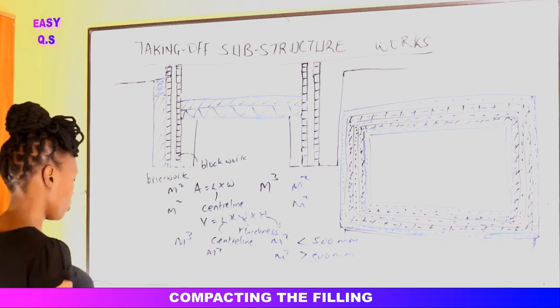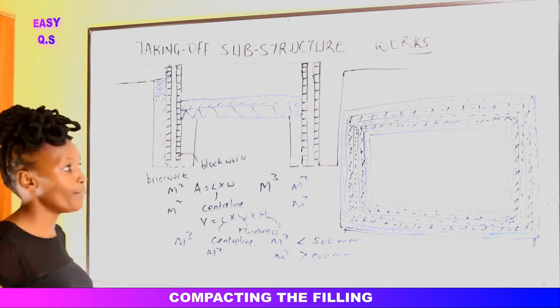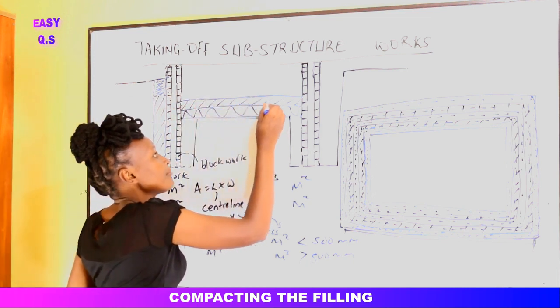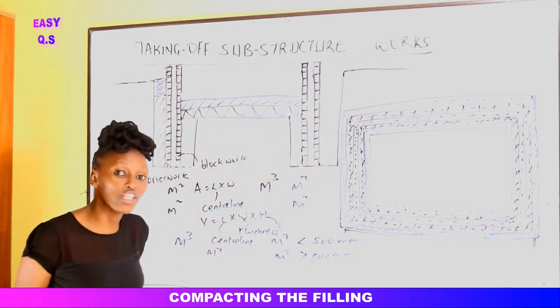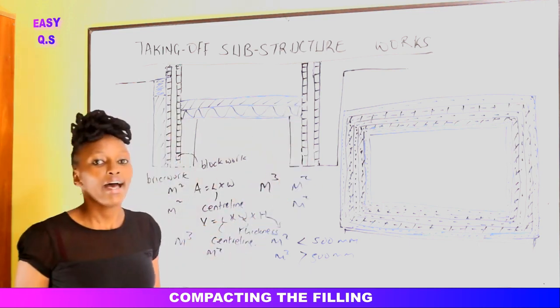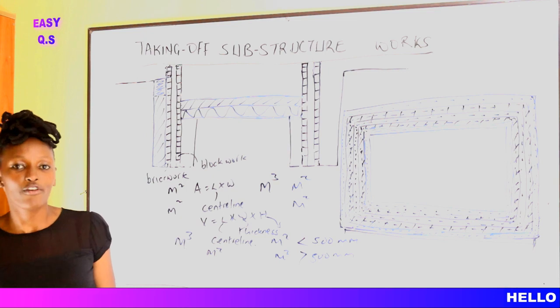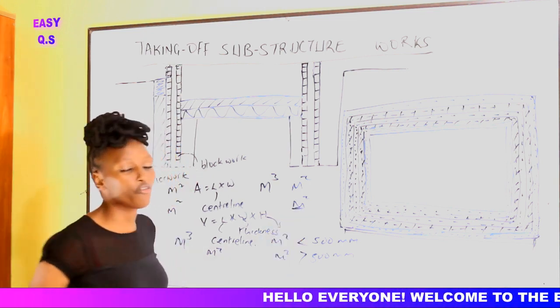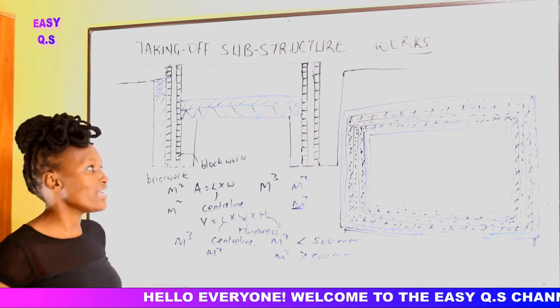Then we shall go to the next thing, which is the damp proof membrane. The damp proof membrane shall be laid on top of the floor insulation. If it's laid on top of the floor insulation, we shall take it off by measuring it, and we are told in the NRM2 it is in terms of meter square, so it's the area.